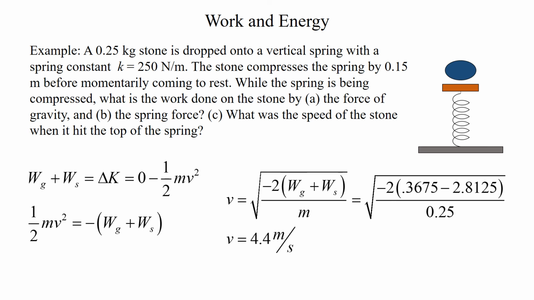And so then I plug in the numbers. The work done by gravity was 0.3675 joules. The work done by the spring was negative 2.8125 joules. And then divide by 0.25 and take the square root, and we get the velocity was 4.4 meters per second. So the speed of the stone when it hit the top of the spring was 4.4 meters per second.